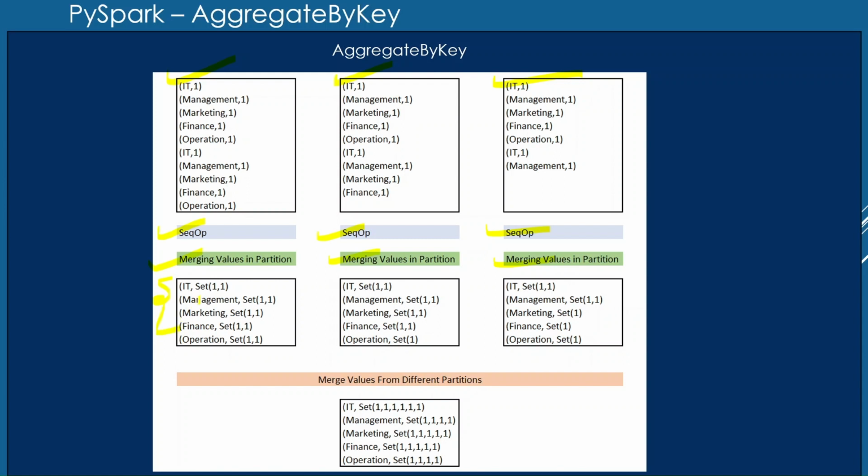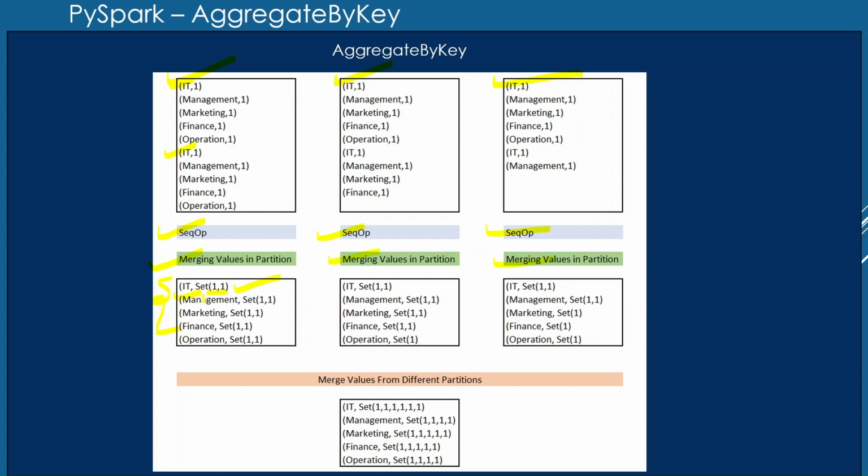This is the output which is going to be generated when the sequence function completes. It generates the output like this. This is the key, and this is the value which each key has. For instance, this is the IT. Here the IT has two values, one here and another here. What is the value of the IT? Here is 1 and here is 1. That's why the value looks like this. This is the IT and this is the aggregate 1 and 1.